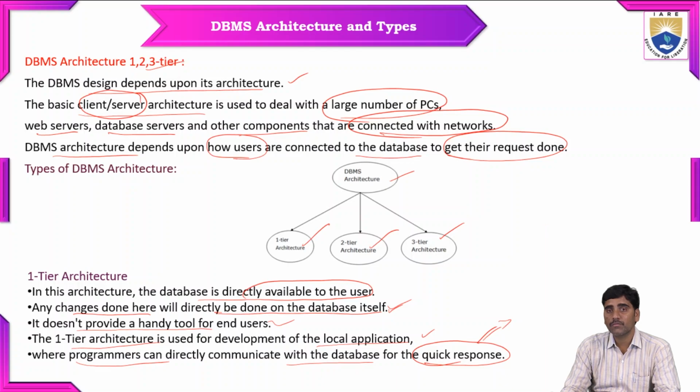And here are the types of architectures: DBMS 1-tier architecture, 2-tier architecture, and 3-tier architecture. The architecture depends on the database design and how users are connected to the database to get their requests done. In 1-tier architecture, the database is directly available to the user. There is no intermediate person or intermediate tool, so because of that, it gets a quick response from the server.